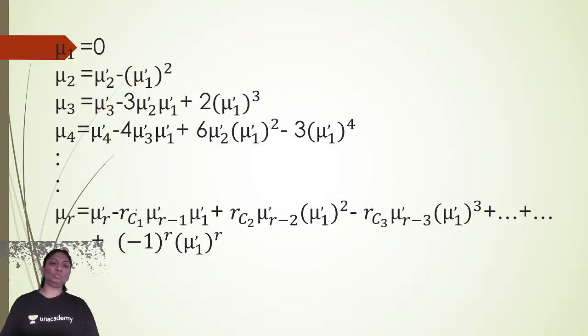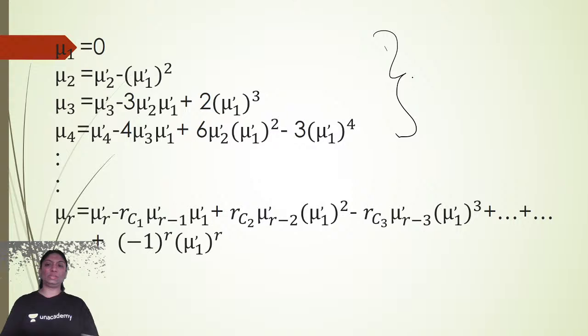So in general, you will get mu r is equal to mu r dash minus rc1 into mu dash r minus 1 mu1 dash plus rc2 mu dash r minus 2 mu1 dash bracket square minus rc3 and so on, plus and so on, minus 1 raised to r into mu1 dash bracket raised to r. So generally we will calculate these four. Mu1 is equal to 0, mu2 is equal to mu2 dash minus mu1 dash square. So you have to remember these four formulas.